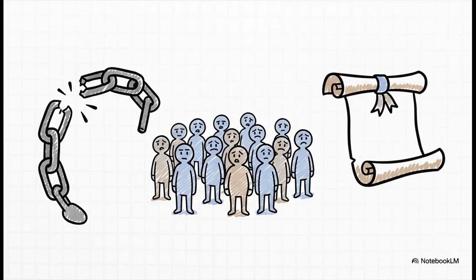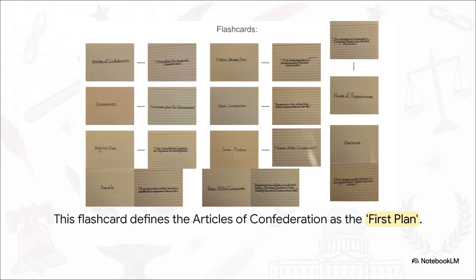Okay, so picture this. The revolution is over. America's won its independence from Britain. Now the 13 states have to figure out how to work together. Their first shot at a plan was this document called the Articles of Confederation. You can basically think of it as America's first rule book. This little flashcard here nails it. It was the first plan for American government, but the key word there is first, because, spoiler alert, it was definitely not the last.